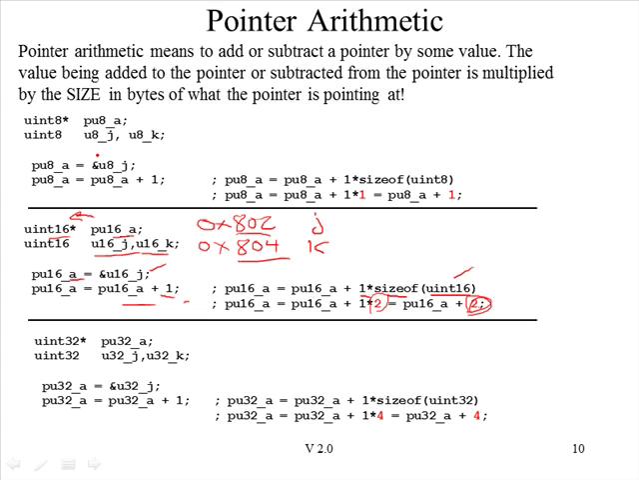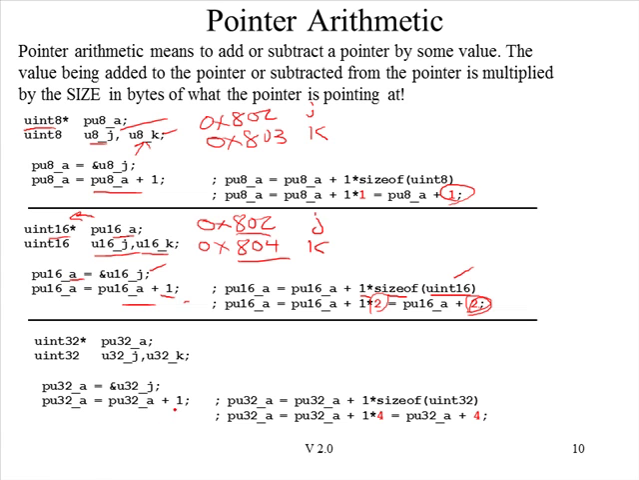Similarly, if we looked at this example up here, let's assume that J is sitting at 802. Because a UN8 data type is only 1 byte wide, that means the next byte variable would be sitting at location 803. So this would be J and this would be K. If we increment this pointer variable here, it's going to now point to the next byte variable, which is going to be K, so we need to increment that by 1.